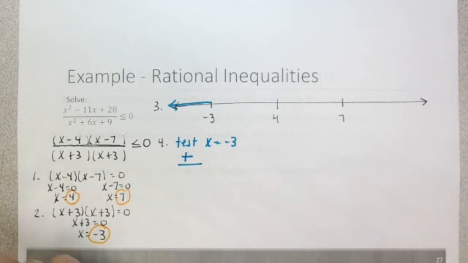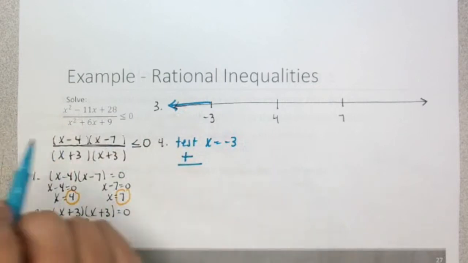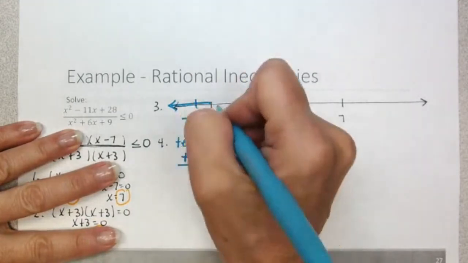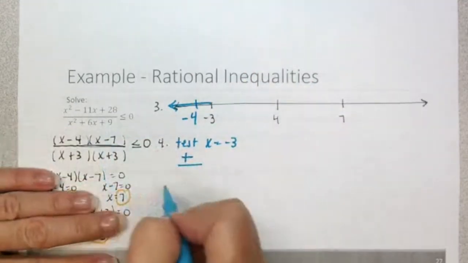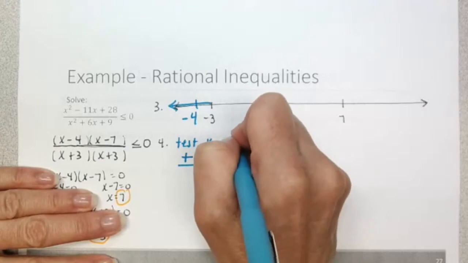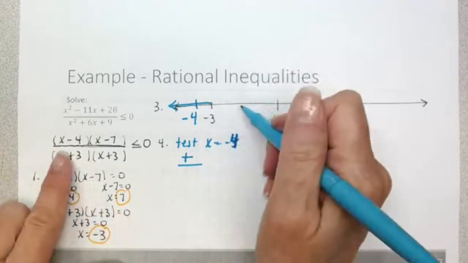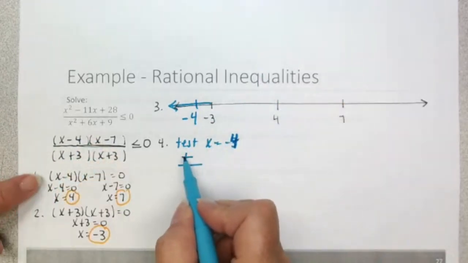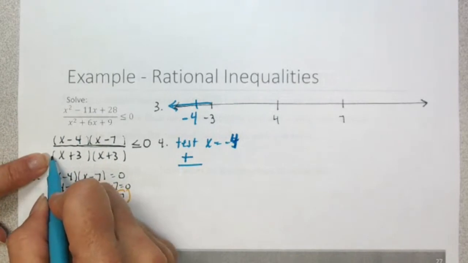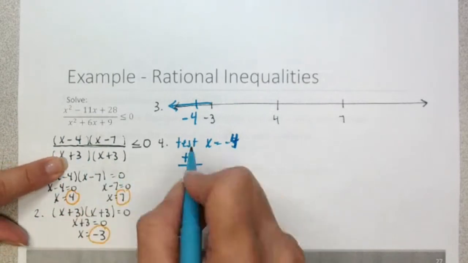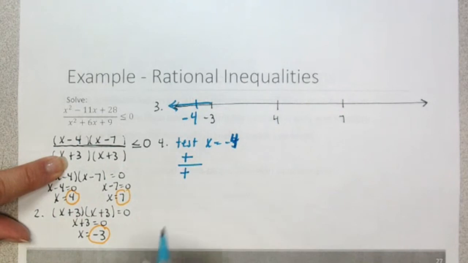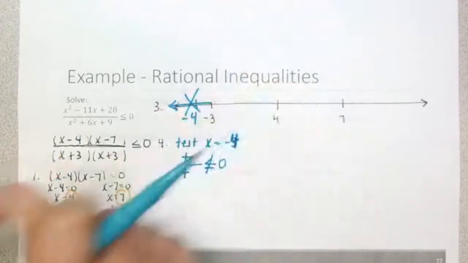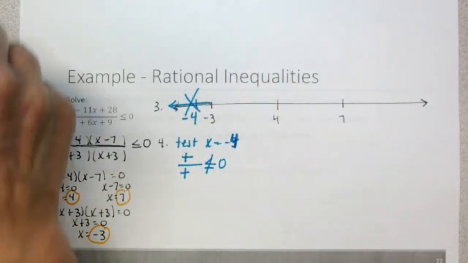Oh, I need something in the interval to test, not at negative 3. I'll need to use negative 4 to test, because we never want to test the boundaries because the boundary was actually a 0 in the function, right? So it's negative 4 that we want to test. Negative 4 minus 4 is negative 8. Negative 4 minus 7, negative times a negative, that's still a positive numerator, right? When we test our denominator, negative 4 plus 3, that's a negative 1 times a negative 1, that makes a positive denominator. Positive divided by positive is not less than or equal to 0. It does not satisfy the inequality.